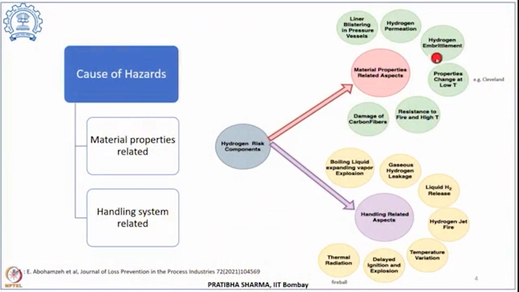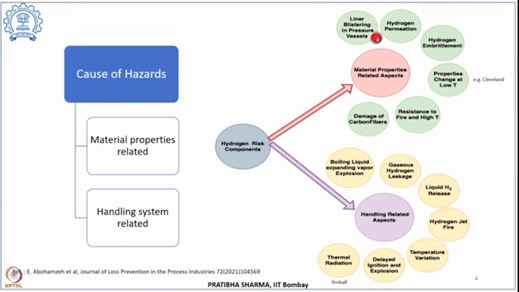So the impact of low temperature onto the properties needs to be monitored, and this can lead to hazards as well. Another important material property related hazard is liner blistering in pressure vessels. We have already studied type 4 vessels, which have an overwrap of carbon fiber composite and an inner polymer liner.